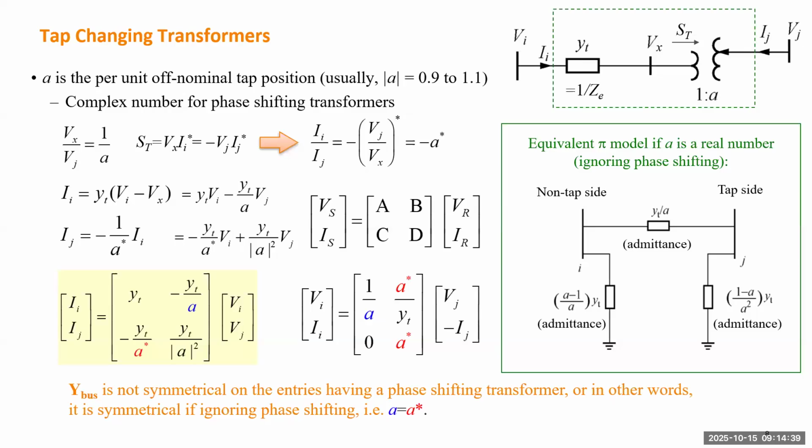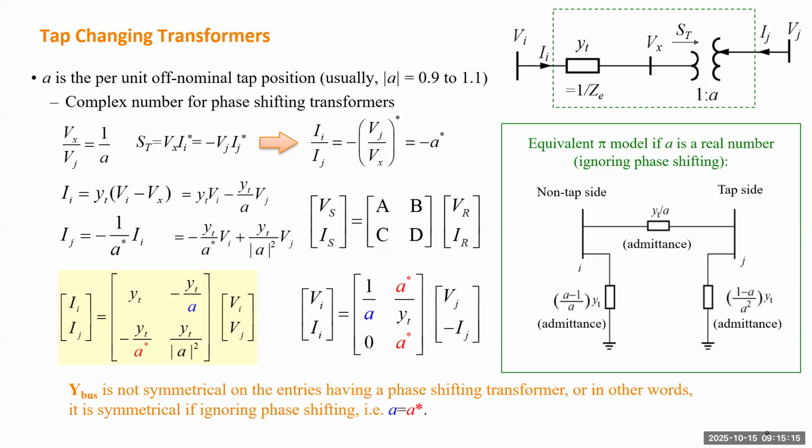Okay, let's quickly go over what we learned from Monday. First, we talked about how to add a transformer to the bus admittance matrix. If a power network has all branches which are transmission lines, the bus admittance matrix will be symmetric, because any entry at row I, column J indicates the admittance between bus I and bus J.